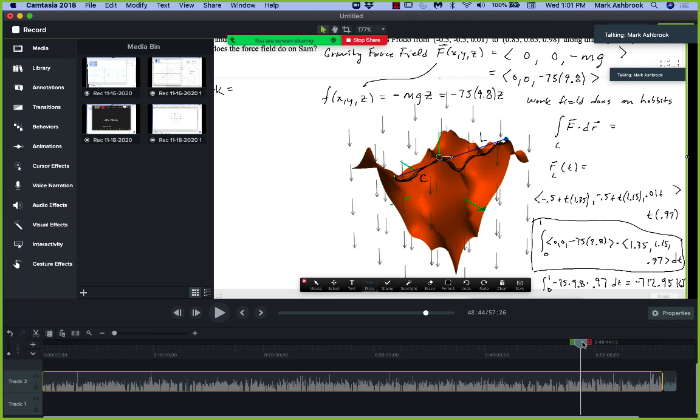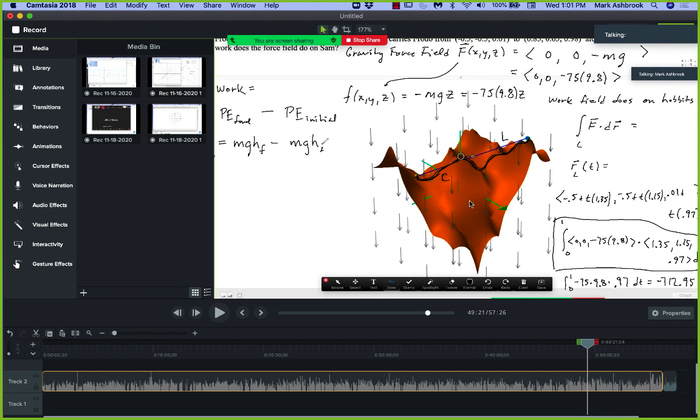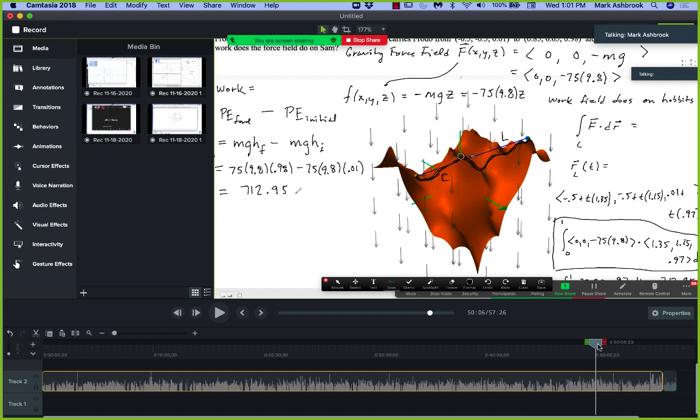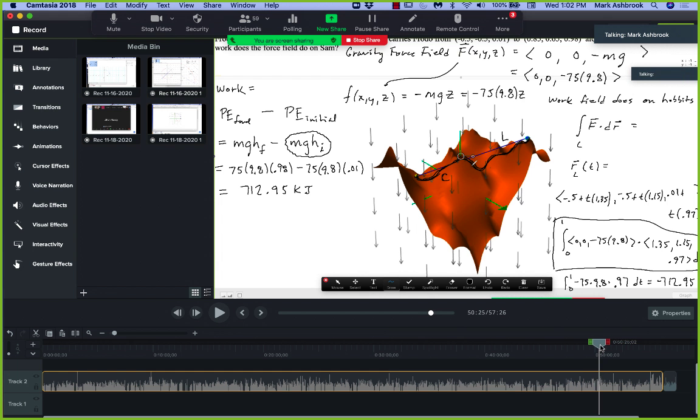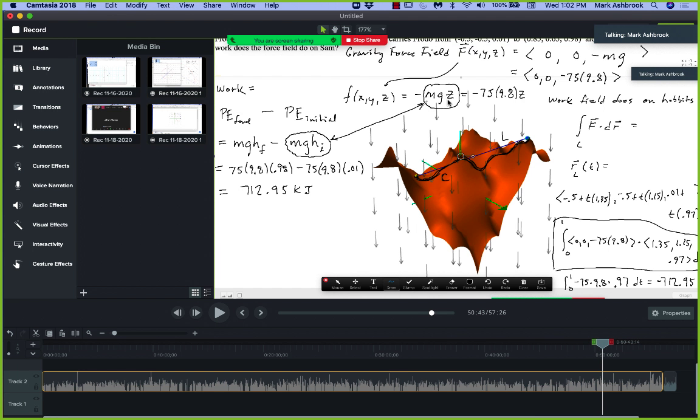So the formula for potential energy is mgh. So we could calculate mgh final for Sam and mgh initial for Sam, carrying Frodo. And we got the exact same value, the positive, because it's the work that Sam did, the positive 712.95 kilojoules. And then we noticed that our potential function was the exact same formula as the potential energy. That mgh is really the same as mgz.